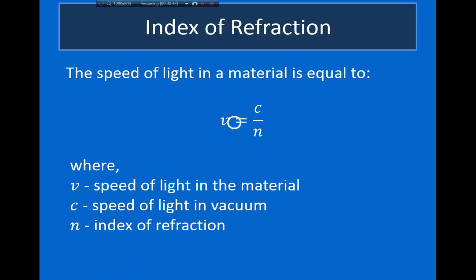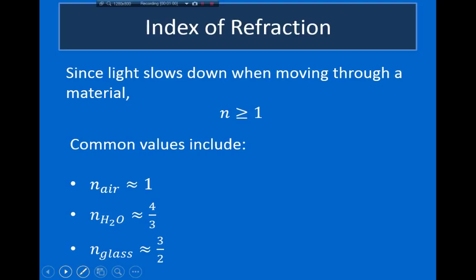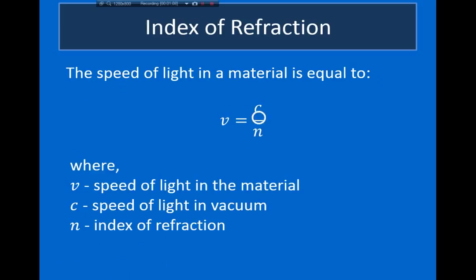So we say the speed that light moves through a particular material is equal to the speed of light traveling in vacuum divided by the index of refraction of that material. Now, because light always slows down when it's moving through a material, this index of refraction is always going to be a number that's greater than 1. We're always dividing the speed of light in vacuum by a number greater than 1 to give us something that's smaller than that.